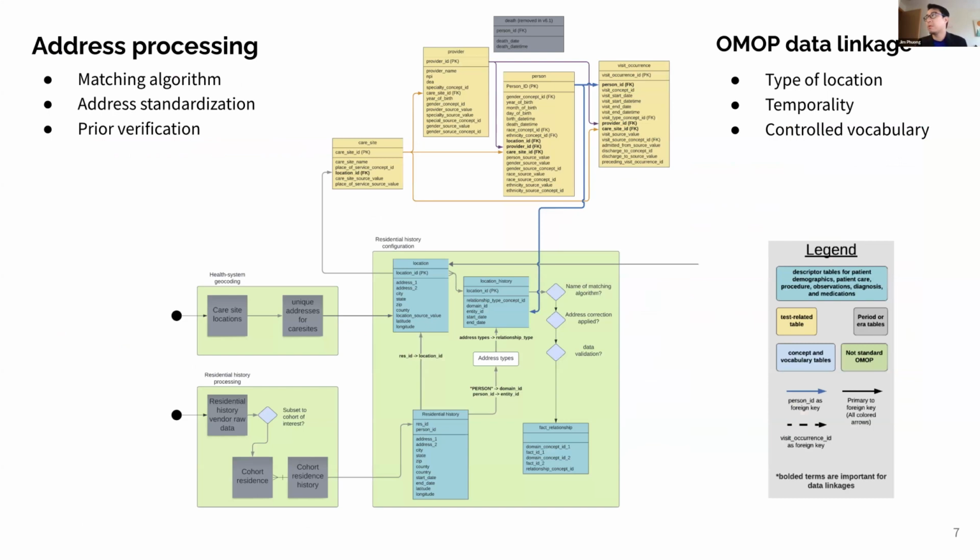This is the first portion of it for the address processing and then the OMOP data linkage. We start off on the left side where we're processing the address information either as just a series of unique addresses that we're going to geocode. And if there's a temporal component to it, then we will separate those as location and location history.